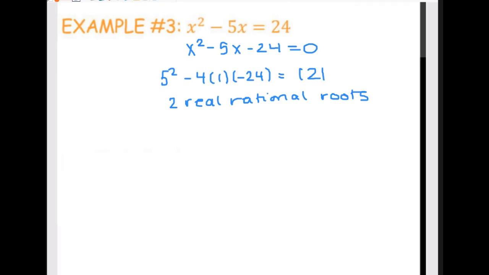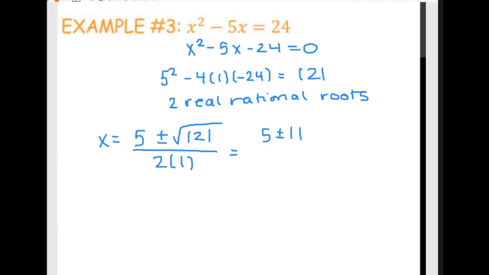When I plug into the quadratic formula, it's x equals negative b, which is 5, plus or minus the square root of the discriminant value, which is 121, all over 2 times a. So I get 5 plus or minus 11 all over 2, which is x equals 5 plus 11 over 2, and x equals 5 minus 11 over 2. So you get x equals 8, and x equals negative 6 divided by 2, which is negative 3.